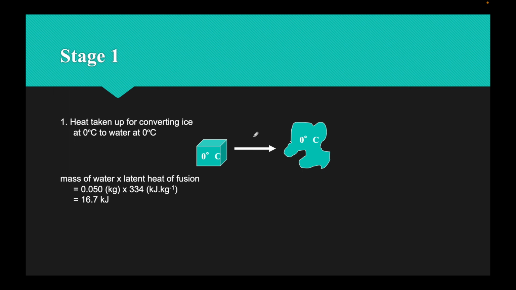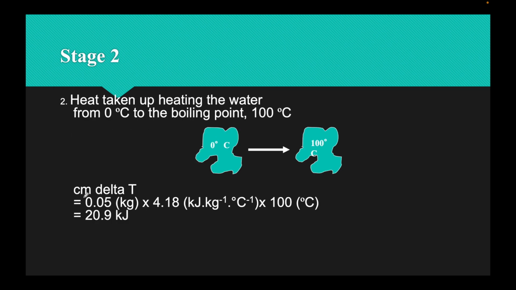Step 1, we're going to convert the solid into a liquid, so latent heat of fusion, Q equals ml or E equals ml. The mass which we had was 0.050, times by 334, which was given in the previous slide. That's 16.7 kilojoules, 16,700. Okay, stage 1 is done.